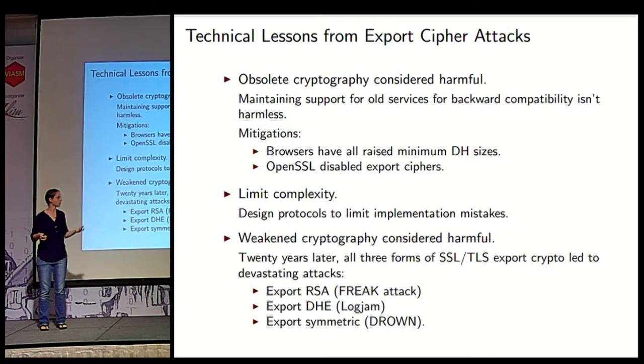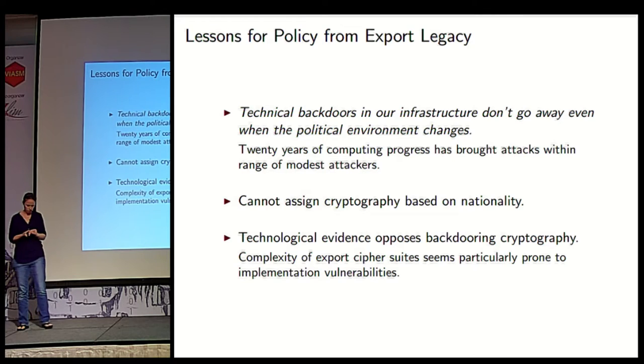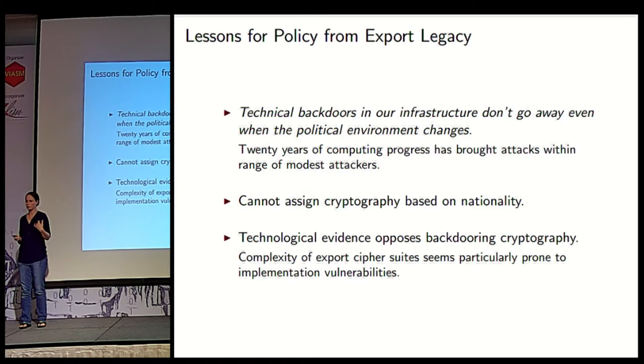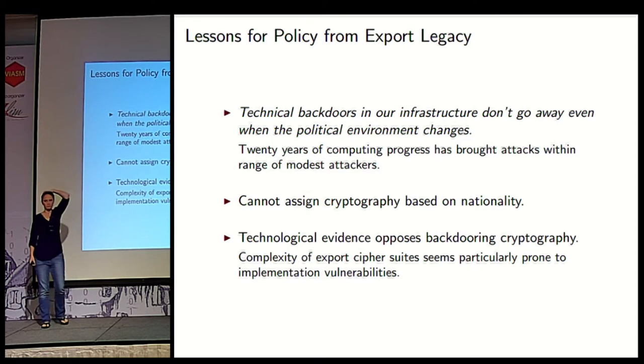There was a general problem with the protocol design, that they were too complicated, and the extra complexity from implementing export cipher suites versus non-export cipher suites seemed to cause more implementation flaws and protocol vulnerabilities than there would be otherwise. And more generally for policy, we have this problem with backwards compatibility that technical backdoors in the infrastructure don't go away even when the political environment changes. People don't want to turn things off because they don't want to break their customers. And we can't assign cryptography based on nationality. It's really closed-minded for one government to say, we need to backdoor the internet so that we can do something to our own citizens. And finally, the technological evidence shows that backdooring cryptography has a lot of unintended consequences.